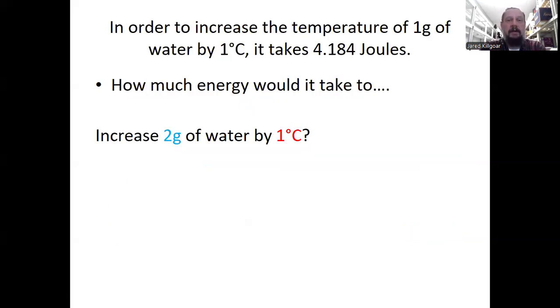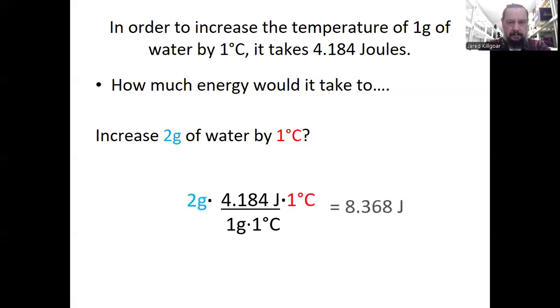So if I want to take 1 gram of water and increase it by 1 degree Celsius, it requires 4.184 joules. How much energy would it take to increase 2 grams of water by 1 degree Celsius? Well, let's use this constant here, the specific heat capacity of water, and look at it in this format. 4.184 joules is the amount of energy for every 1 gram of water to go up 1 degree Celsius. So I have 2 grams of water going up 1 degree Celsius. It's a little over 8.3 joules. So it's double the amount it takes 1 gram of water to go up 1 degree Celsius.